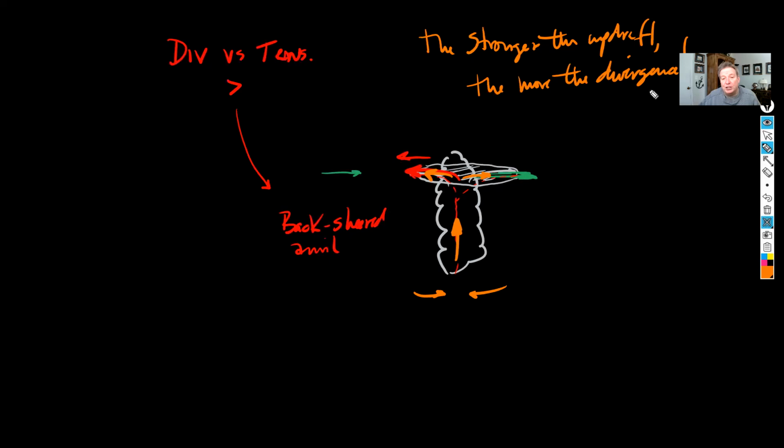The more divergence tells you that I've got a stronger updraft. So when I've got really strong updrafts, I see better back sheared anvils, and that's why these things are so important. What do I see on the back side of the storm in the back sheared anvil?